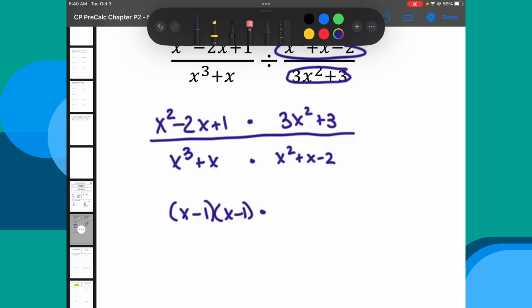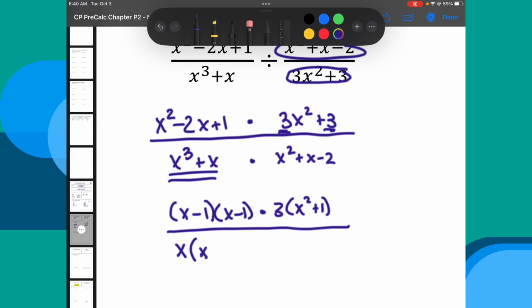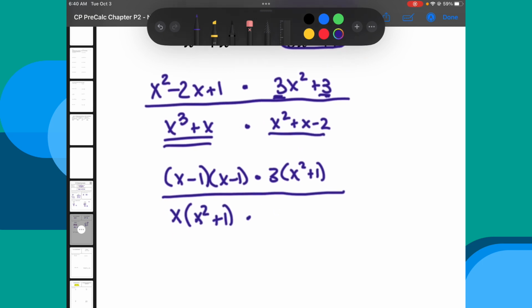I'm going to go across, so now I'm going to factor out the GCF. So we have 3 times x squared plus 1. I'm going to factor down here. Again, we have a GCF. And then we have to multiply.